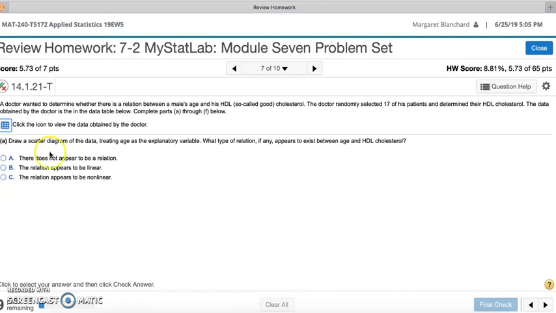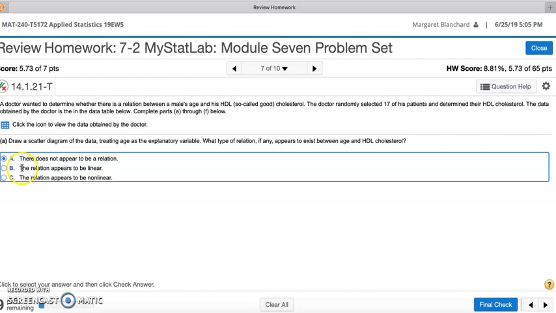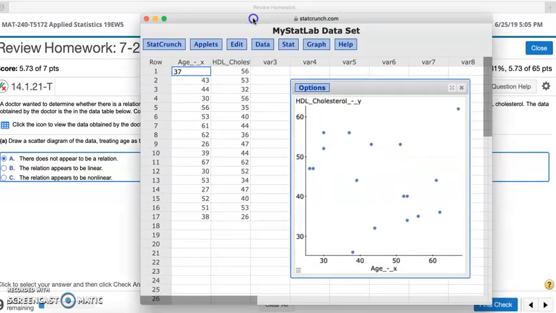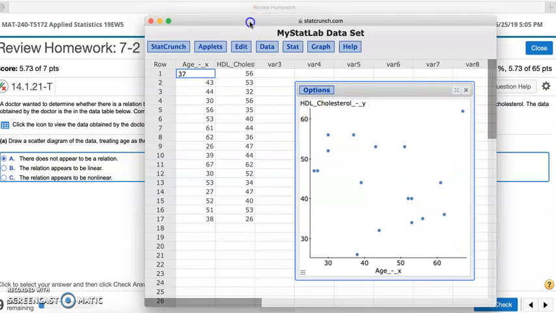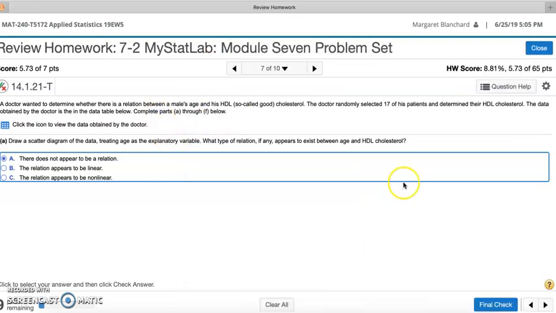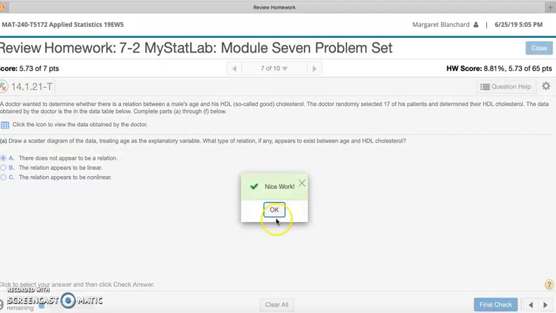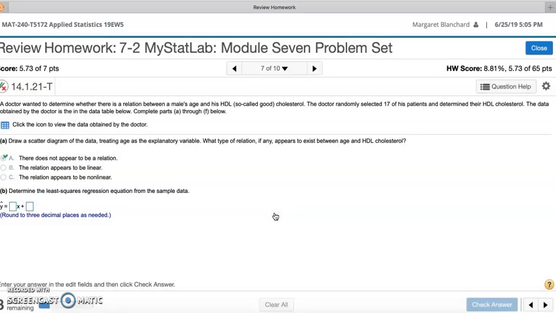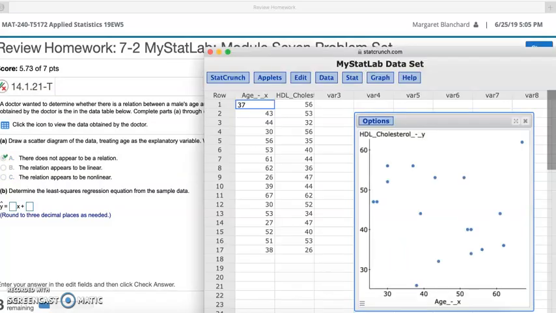There does not appear to be any relation. The other options say the relation appears to be nonlinear or there appears to be a linear relationship. Remember, linear would be if we were to see, say, like a straight line this way or a straight line this way. See the data group kind of like that. Or maybe nonlinear. Maybe you see a curve down or maybe a curve up. Those are some of the very common nonlinear shapes. We don't see any of that, so there does not appear to be a relation. Nice work.